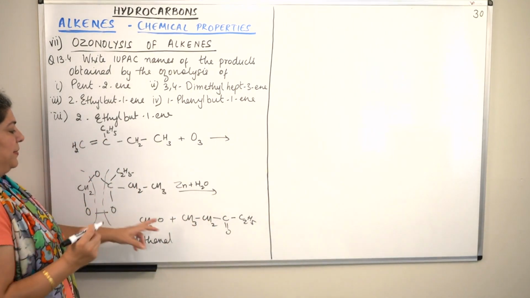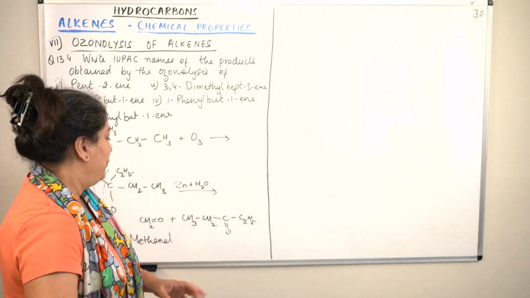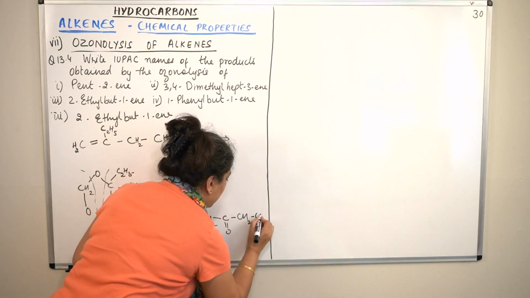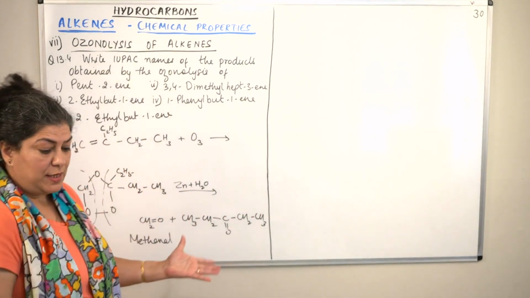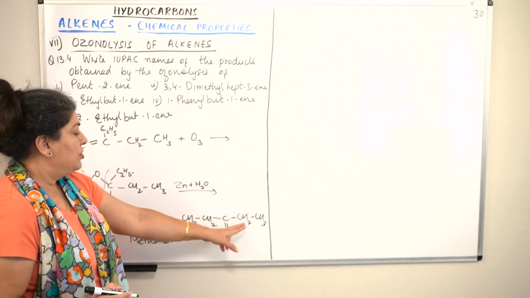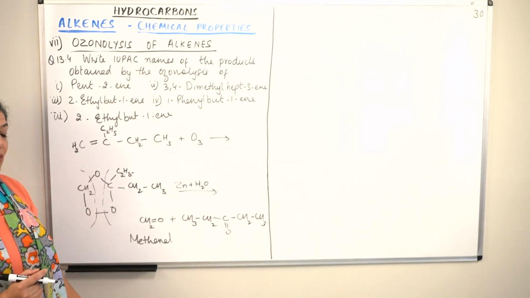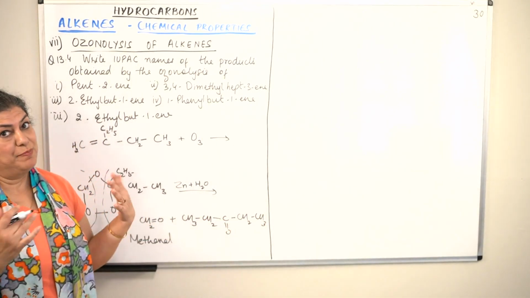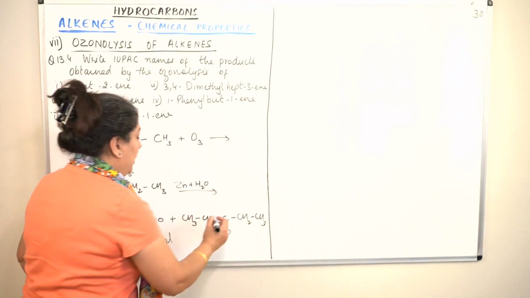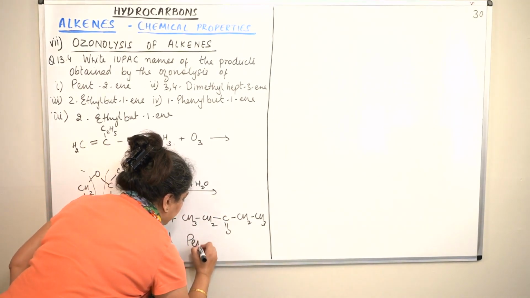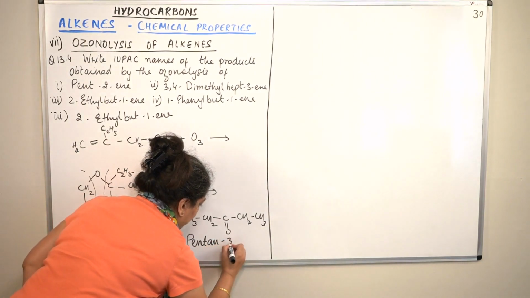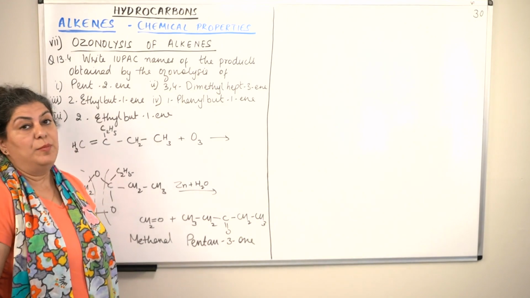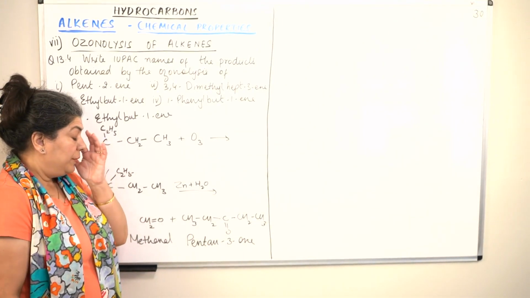And this here, if I write the C2H5, can also be written as CH2, CH3, because C2H5 means this. It is CH3, CH2. So CH2, CH3, what do I get here now? It is 1, 2, 3, 4, 5 carbons. So it's pentane 3-one. The one, or the double bond with oxygen, is on the third carbon. So it is pentane 3-one.